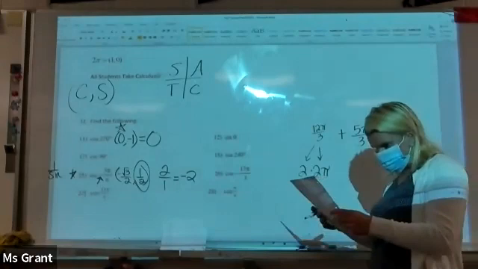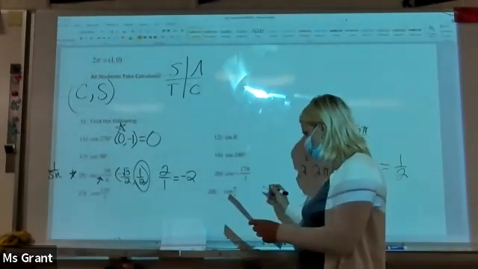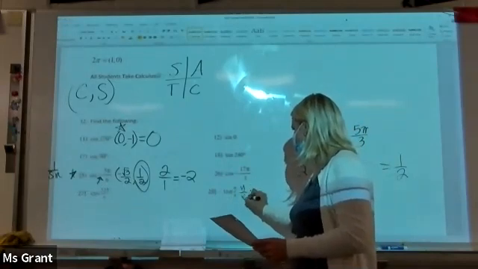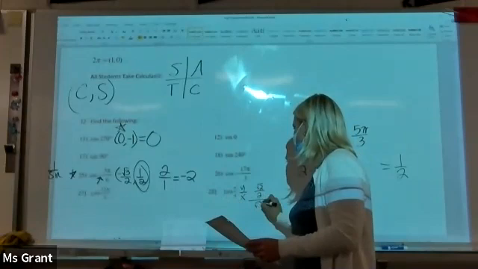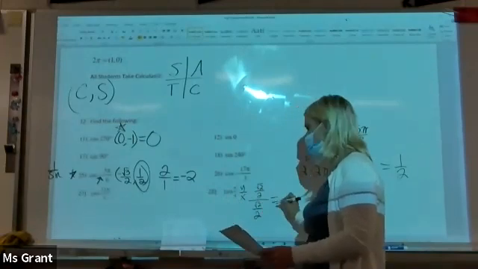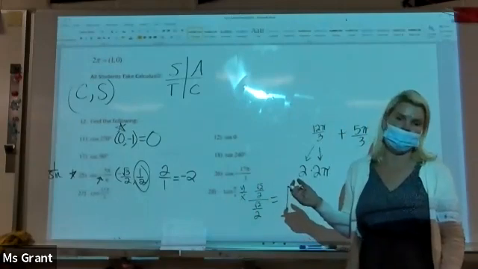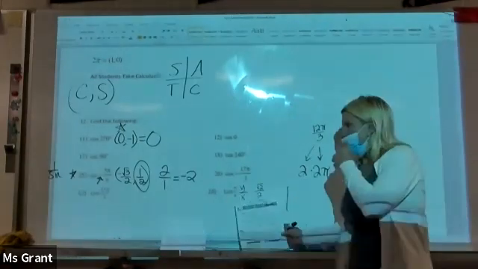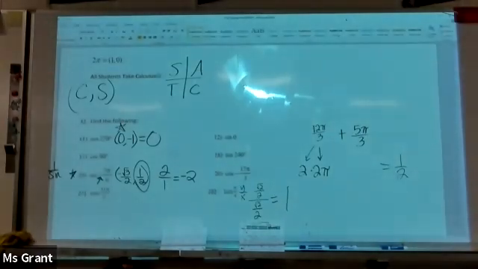But like tan pi over 4, that would be y over x, right? Rad 2 over 2 divided by rad 2 over 2. Isn't this just the same thing over the same thing? So 1. And then you guys can do the rest. You look at the parentheses and you find it on the unit circle.